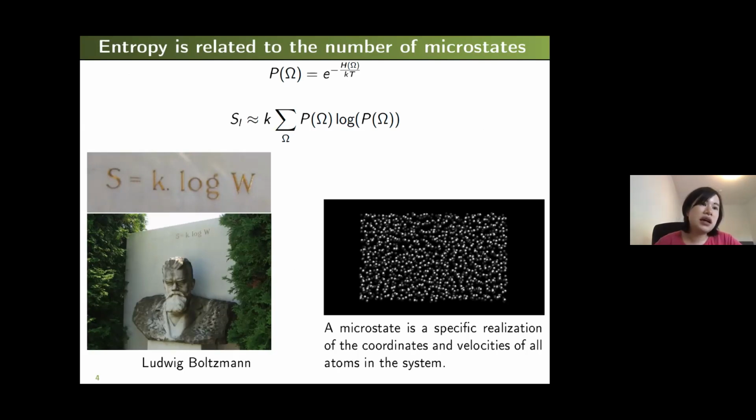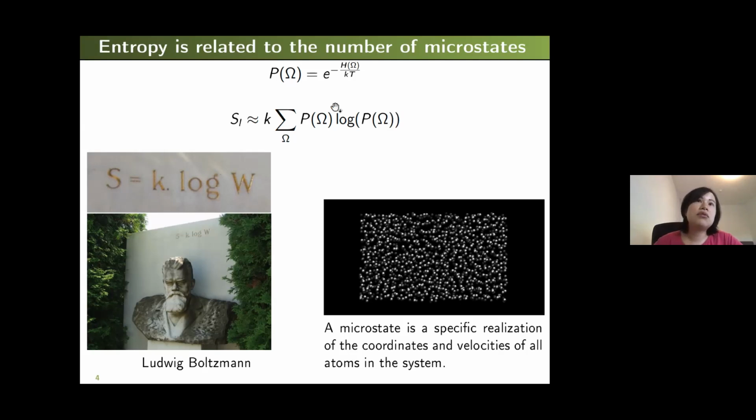So here in Vienna, we have the grave of Boltzmann, the founding father of statistical mechanics. On his tombstone is written the so-called Boltzmann's equation. The Boltzmann's equation reads: the entropy S is equal to the Boltzmann constant k times the logarithm of the number of microstates. A microstate is a specific realization of the coordinates and velocities of all the atoms in our system. Actually, this equation is unfortunately not completely right.